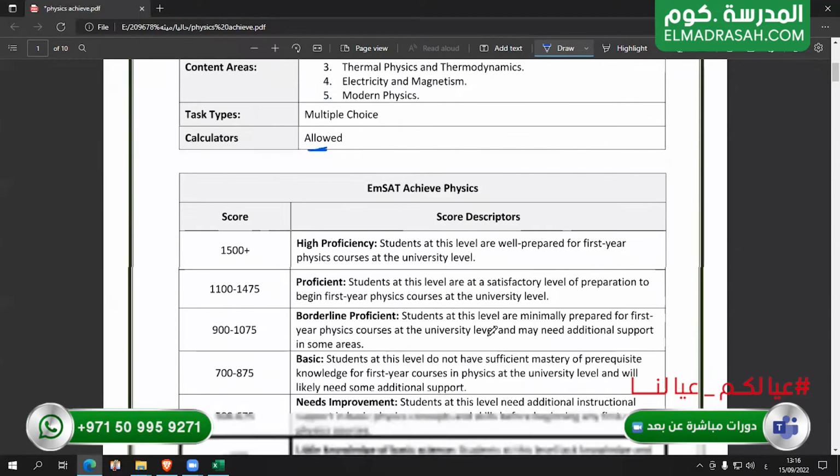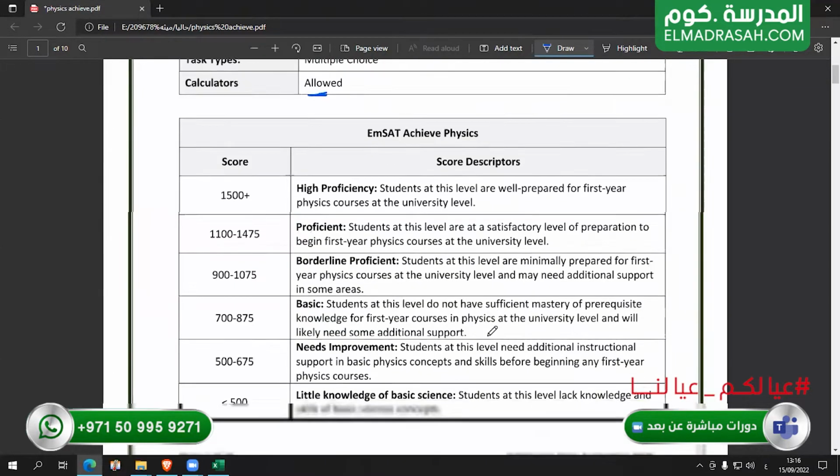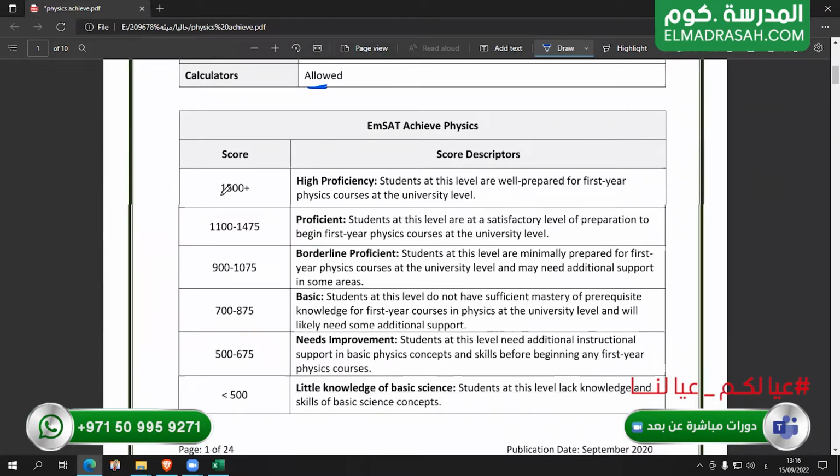Okay, the band of the scores of the EMSAT physics is from what? Above 1,500, which is high proficiency in physics, down to 500, which is little knowledge or basic information of physics. For most of the universities, they will ask for a score which is 600, 800, or 900, or it will be above 1,000. So it will depend on the university.